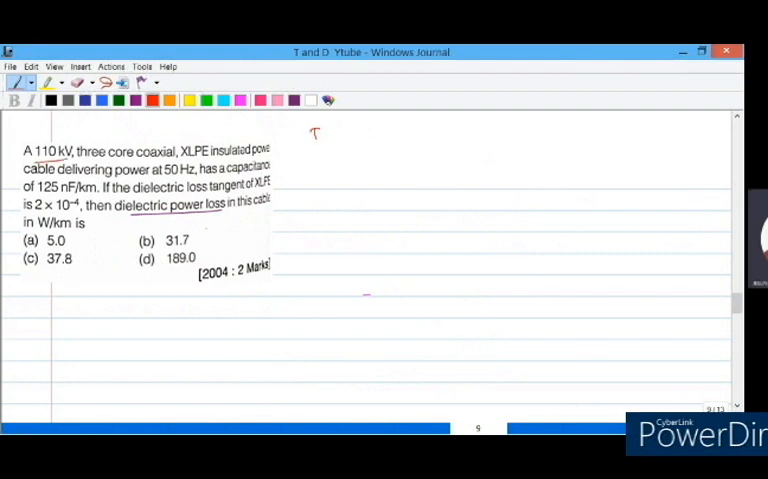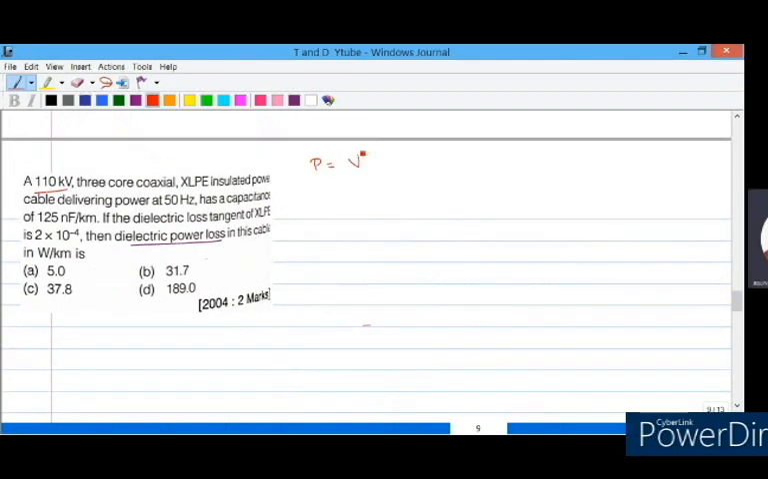So formula is P is equal to V square omega C tan delta. And the voltage is given as 110 kilovolt, which is actually line voltage. That is the standard representation, but in calculation we always use phasor voltage. It is V phase only. So convert the line voltage into phase voltage. So 110 by root 3, this one into square. And then omega.